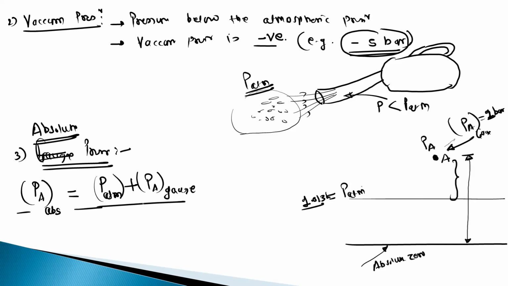Okay, so total pressure, which is the absolute pressure, is equal to 1.013 bar plus gauge pressure 2 bar. Okay. So the meaning of gauge pressure is the pressure measured above the atmosphere, neglecting the atmospheric pressure. Okay. So total pressure or the absolute pressure is equal to 3.013 bar. This is the absolute pressure at the given point.